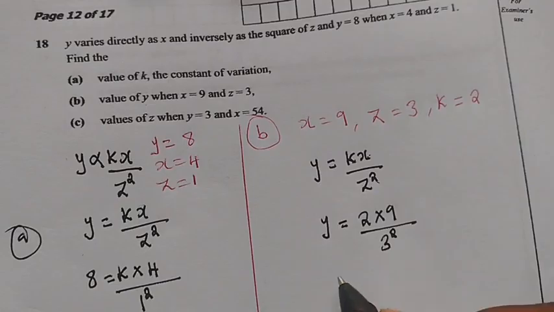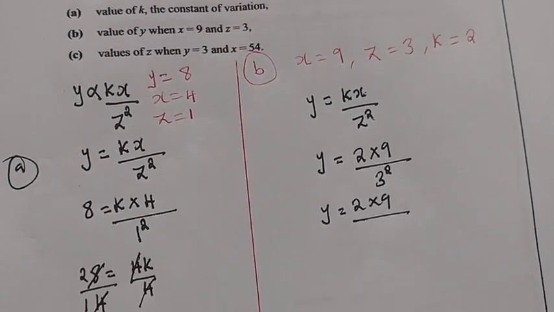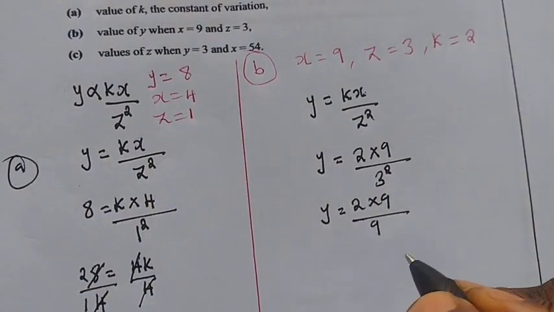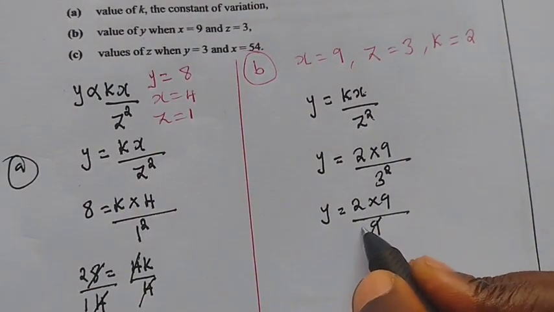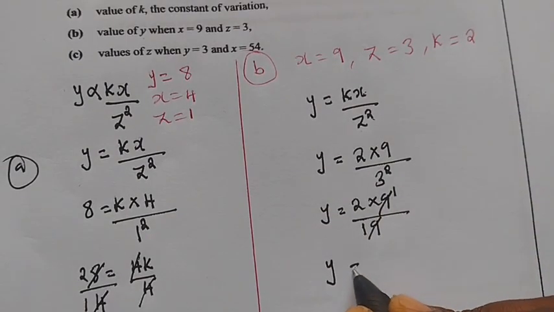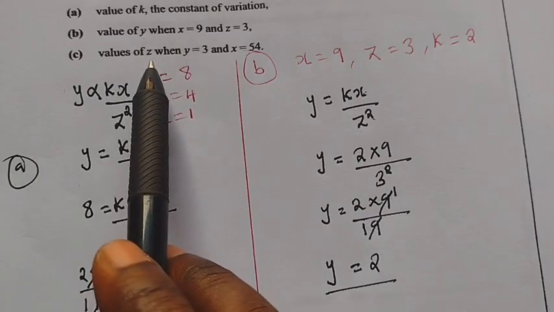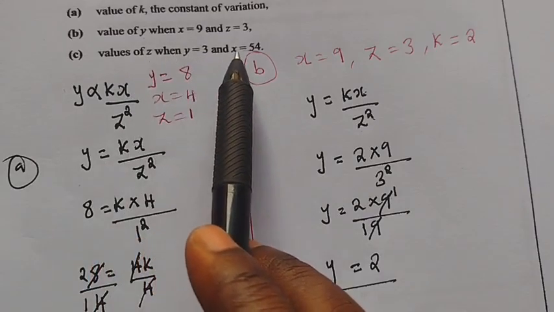So we say y equal to 2 times 9 over, now 3 squared means 3 times 3, which will give us a 9. So you can see, let me cancel 9 here 1, 9 here 1. So I remain with y equal to 2 times 1, it's a 2, divided by 1, which will still be a 2. So the value of y is equal to 2. So we are just remaining with our question C, which is right here. Find the values of z when y is equal to 3 and x is equal to 54.